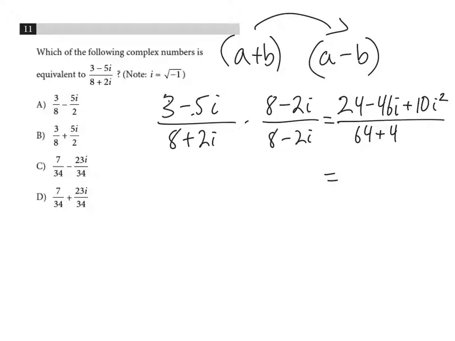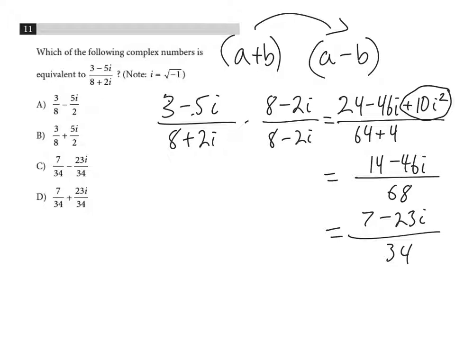It looks like if I add the bottom together, I'm going to get 68. In the numerator, this is going to be 24. This right here, I squared is negative 1, so that's going to be negative 10. So this is going to be, oops, my bad, not negative 14. Minus 46i. Divide the top and the bottom by 2. I'm going to get 7 minus 23i over 34.